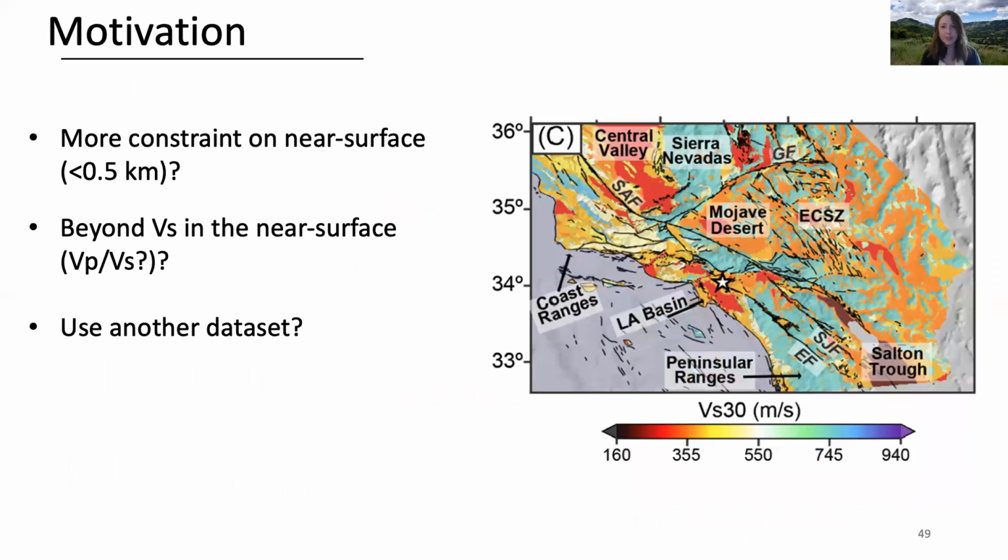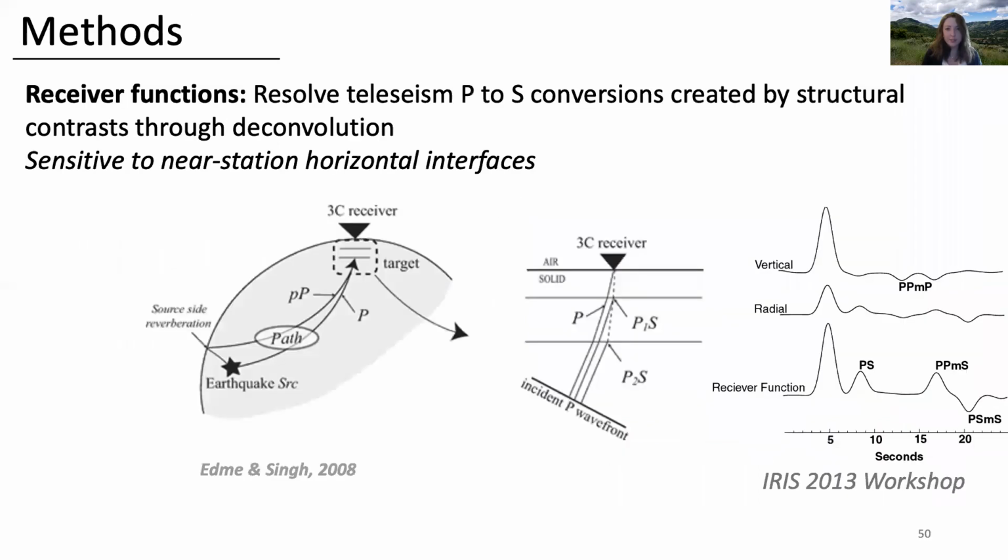Our specific goals are to gain constraint on the near surface. Here I am showing a VS30, or average shear velocity in the upper 30 meters, using Wills and Clahan 2006 data based on geology and borehole measurements. We aim to also go beyond imaging shear velocity and obtain VP-VS ratios in the subsurface, or the compressive to shear velocity ratio. The solution to our objective is to add a dataset, receiver functions.